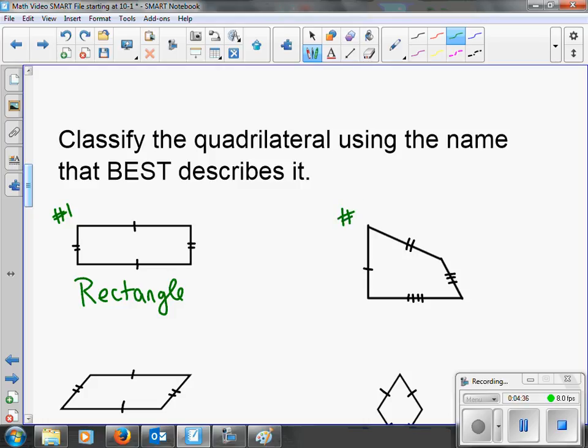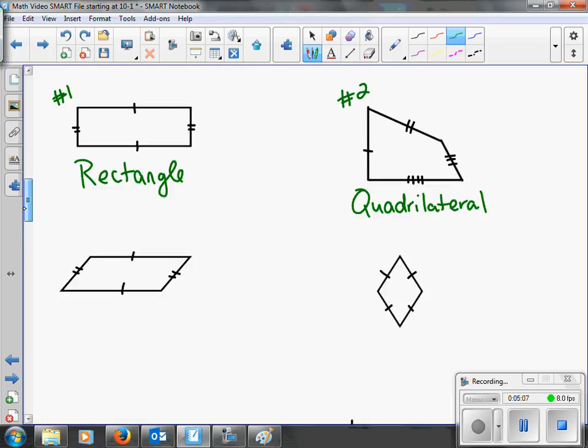Okay, number 2. I see here it has 4 different sides. There are no parallel lines, so it's not a trapezoid. You might think trapezoid here, but it's not, because a trapezoid at least has 1 set of parallel lines. This does not have any parallel lines, so this is just a quadrilateral. It is just a 4-sided figure. A quadrilateral is simply a four-sided figure with four angles, and that's as specific as we can get.